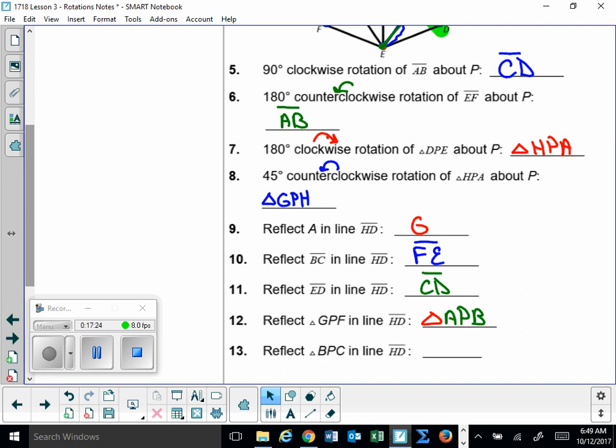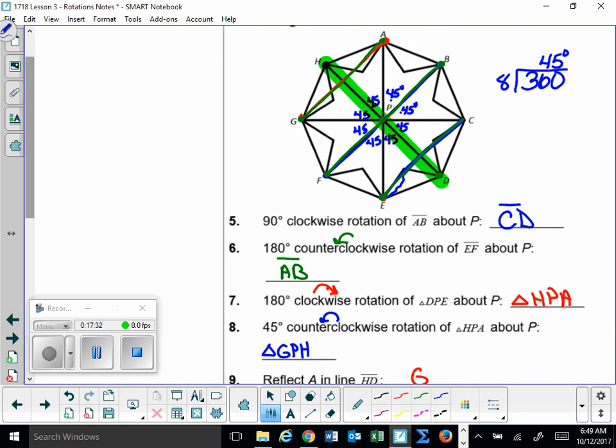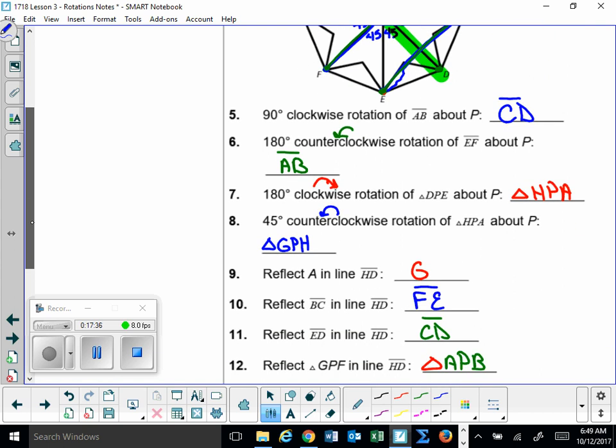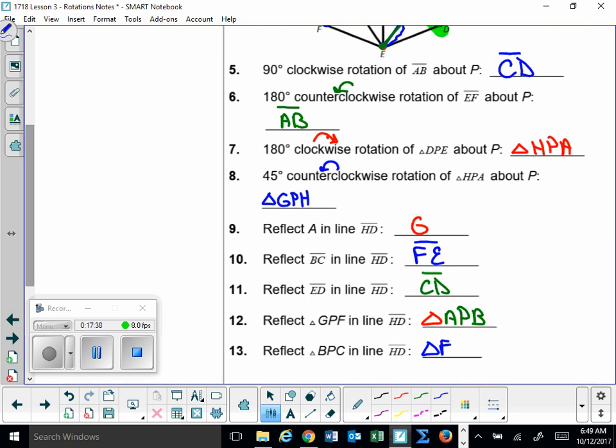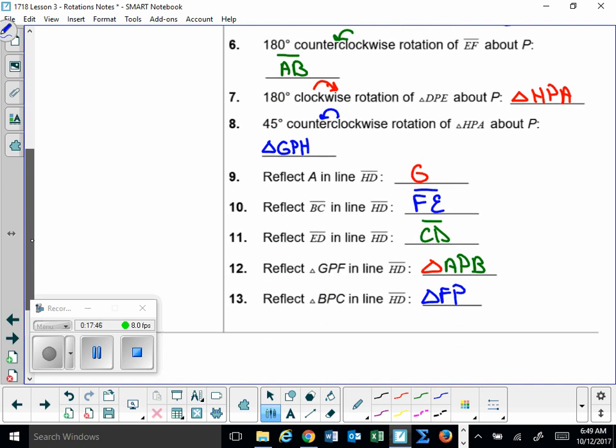And last but not least, triangle BPC. So triangle is going to be my answer. B. B, I've got a nice green line already showing me. That becomes F. P is on the line of reflection, so it's not going to change. C, I've got a nice green line showing me. That becomes E.